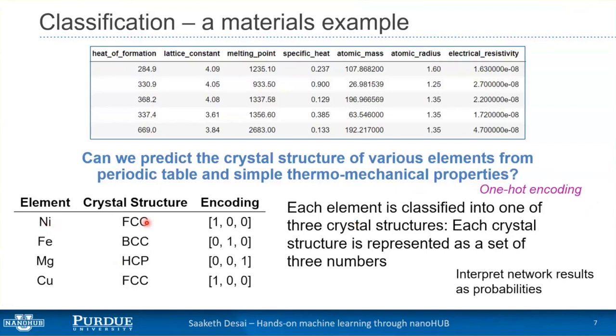In our example, all the materials can belong to one of three crystal structure types. They can be either FCC or BCC or HCP: face-centered cubic, body-centered cubic, or hexagonal close-packed. Given that we have only three possibilities, we can represent the FCC crystal structure as a set of three numbers, which is 1, 0, and 0. In a similar way, we will define BCC to be 0, 1, 0, and the HCP crystal structure to be 0, 0, 1.